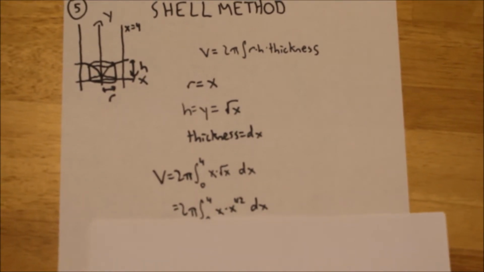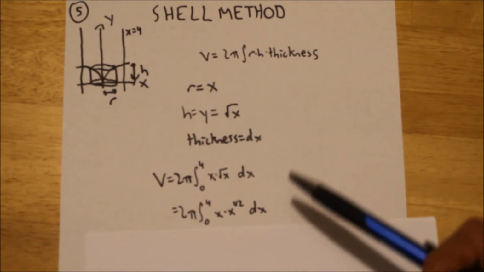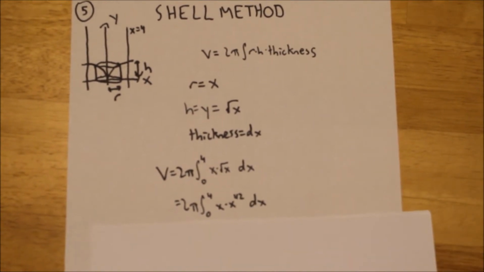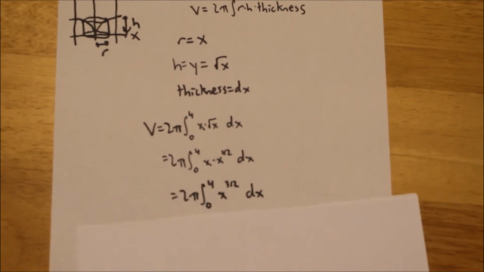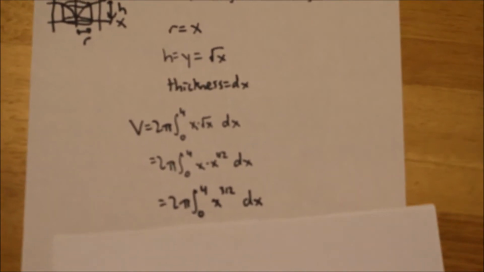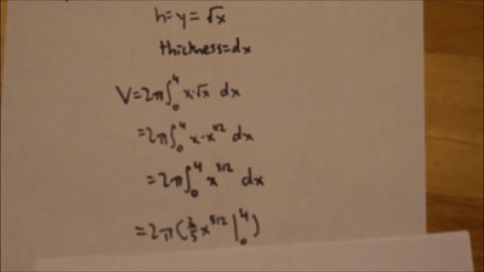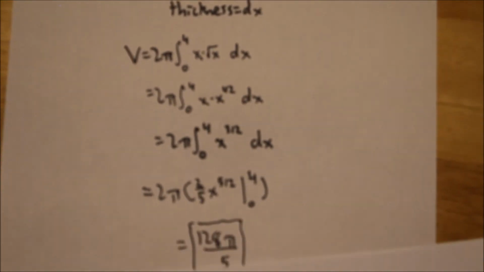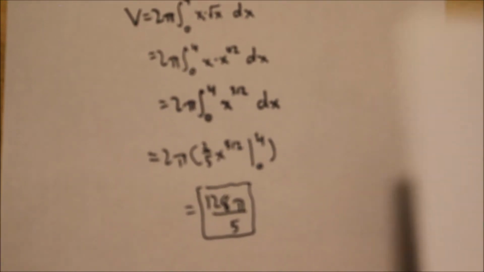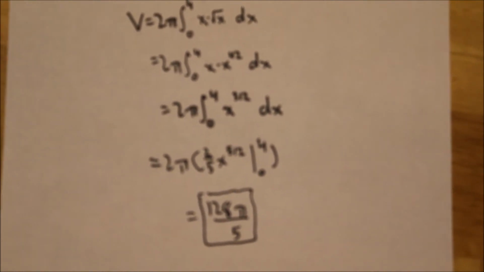And x is equal to x to the first, and square root of x is x to the 1/2. So you can rewrite x times square root of x as x to the 3/2. So it becomes 2 pi times the integral from 0 to 4 of x to the 3/2 dx, which is 2 pi times 2/5 x to the 5/2 from 0 to 4. And if you plug that in, you end up with 128 pi over 5. Now if we do it with the washer method, we should end up with the same answer.